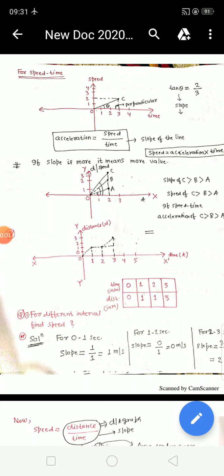Friends, I am Abhishek and here I am continuing my last lectures, that is lecture 4. There I have discussed the graphical representation of the motion of any object. So I think that you all have gone through those videos.